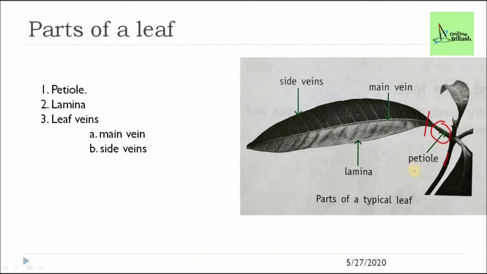In Assamese it is called thari. Then the flat surface is called the lamina. The flat surface of a leaf is called the lamina, and you can see these veins coming. These are known as leaf veins. There is a main rib vein. Sometimes we call it a rib vein or main vein. In your book, I think it may be main vein, and these are side veins. Is it clear?